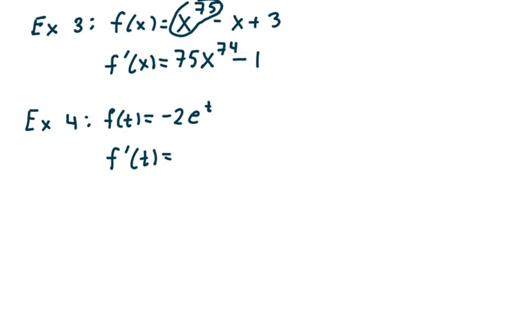The derivative of e to the t is e to the t. So the derivative of negative 2e to the t is negative 2 times e to the t. So the constant just goes along for the ride. Example 5.